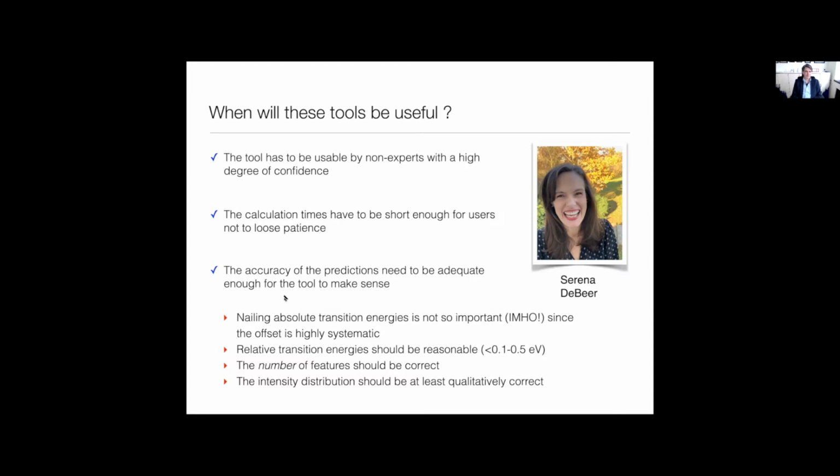And then, and that's a pet peeve of mine, the number of features should be correct. It's surprising how many calculations are done that don't even predict the right number of transitions. And that is something that I find absolutely critical. I will come back to that a little bit later in the talk. And of course, the intensity distribution in these peaks should be at least qualitatively correct, right? We're not doing absolute cross-sections, but the relative intensity should be qualitatively correct in order to allow for assignments that are reasonable or even accurate.